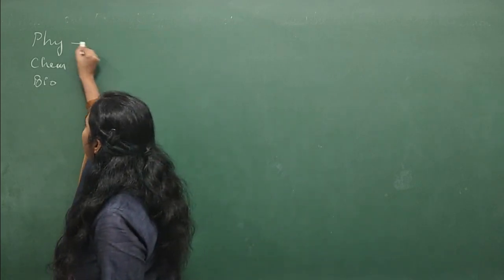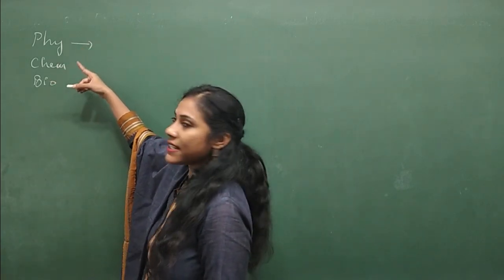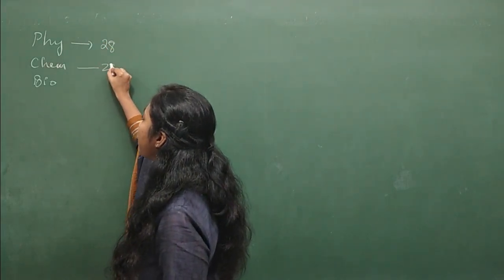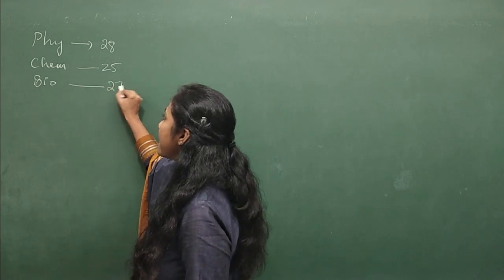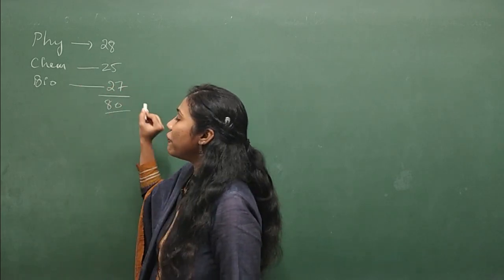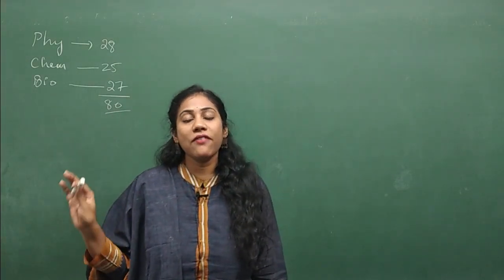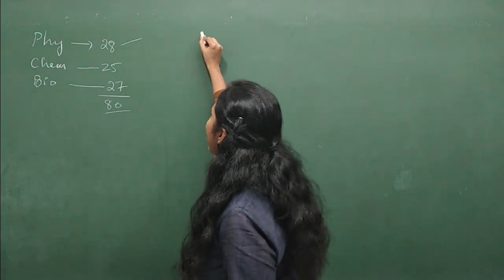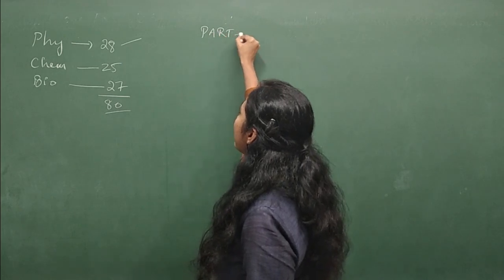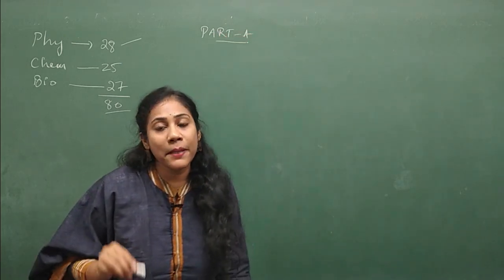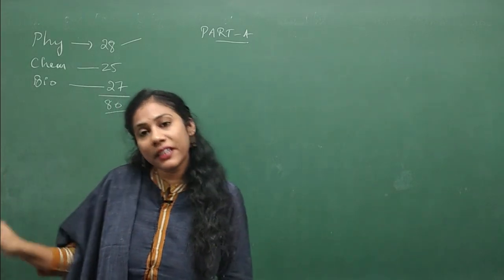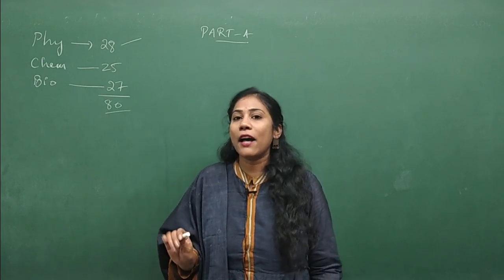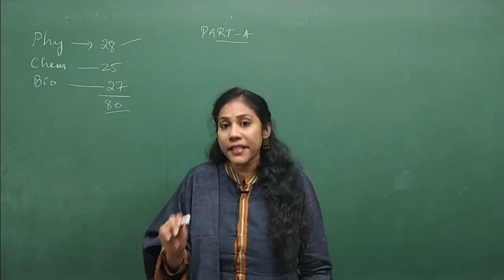As I already discussed, part A, that is physics questions, will weigh around 28 marks, chemistry about 25 marks and bio 27 marks. So all together you have 80 marks, right? This is our pattern of question paper. Now let us discuss the physics part, that is part A. In every part you have MCQs, 1 mark, 2 mark, 3 mark, 4 mark as well as 5 mark questions, isn't it? So let us talk about part A physics MCQs.